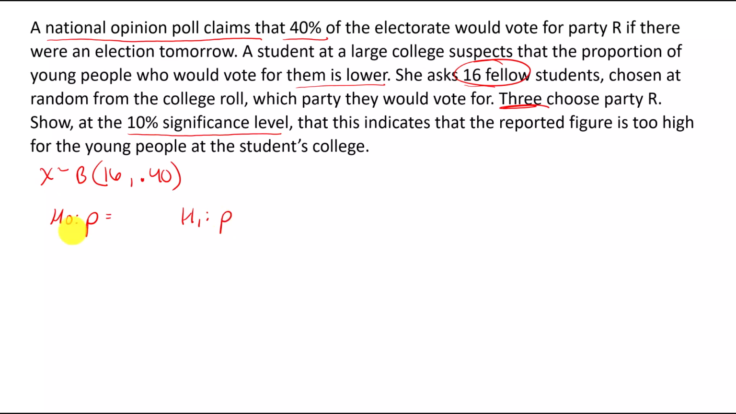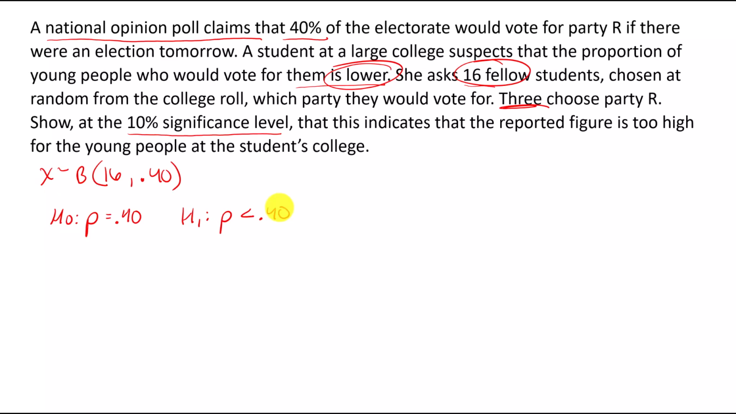Okay, the null hypothesis is what we would expect here. So we would expect 40% because that's what we were told. Now, the alternative hypothesis is that it's either greater than 40% or lower than 40%, and she's claiming that it's lower. So we're going to say the probability is lower than 0.40. Okay, so that's our null and that's our alternative.